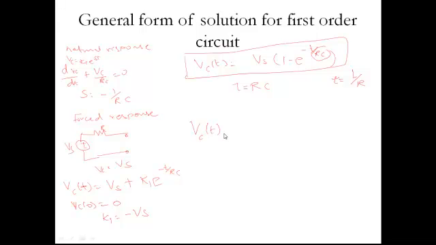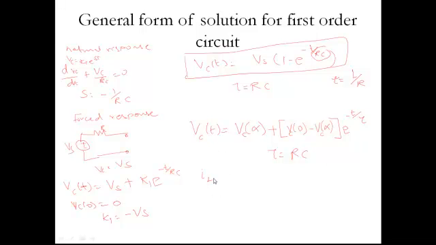See, Vc of t. If you want to find out the voltage across the capacitance, you apply this equation. You have to find the value of V of infinity, that is voltage across the capacitance at infinity, plus V of 0, voltage at the initial value, minus V of infinity, times e power minus t divided by tau. Here tau is equal to RC. Write everything as Vc. This is the generalized solution. Okay.